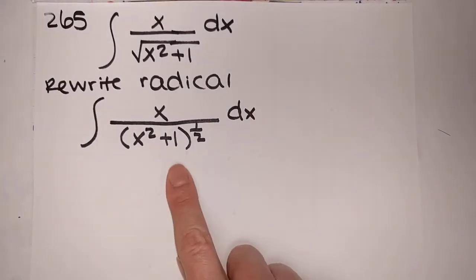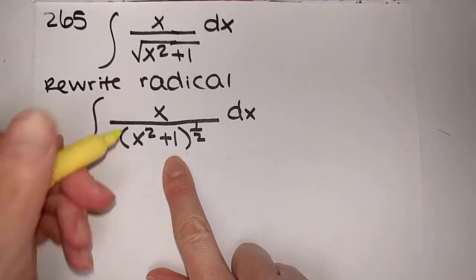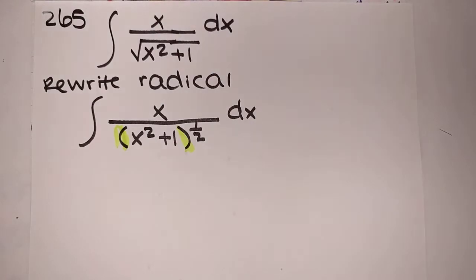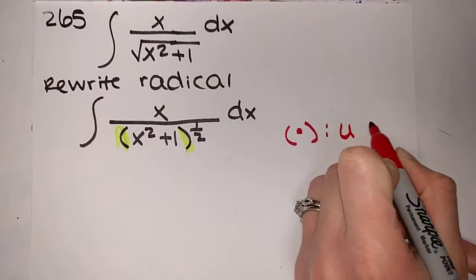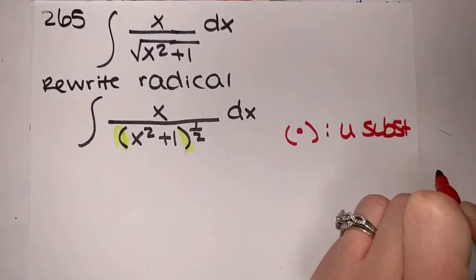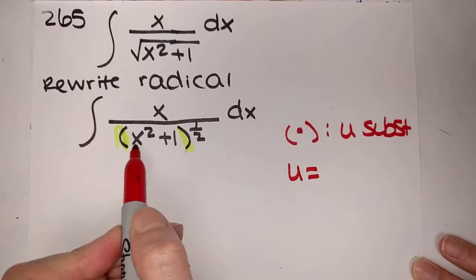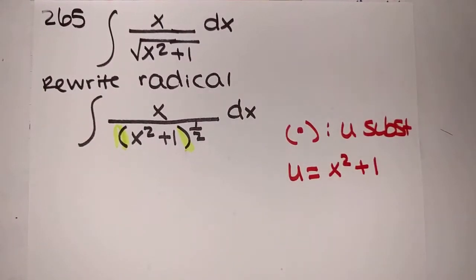All right, now once you do that rewrite step, you see that you have a quantity in parentheses. And anytime we have this quantity in parentheses, that is our indication that we want to use u substitution. So when we see the parentheses, we think about our u substitution, and our u will be defined as what is in parentheses. That's a good starting point. Again, we might have to play around with it to get it to work out, but we start with thinking about the parentheses quantity for our u.